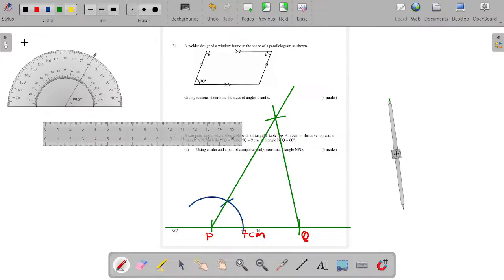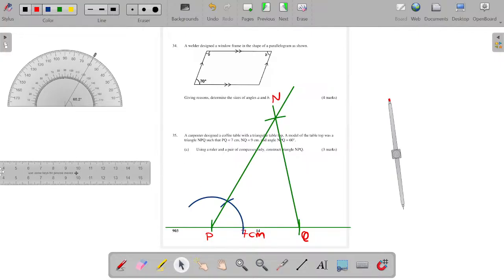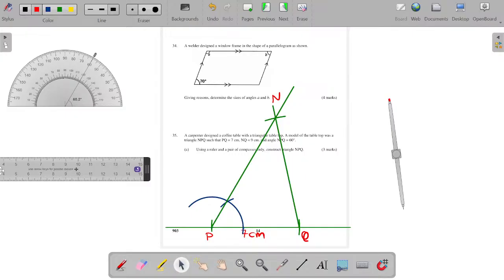This point here, P is not C but N. Let me use a red ink. We call that point N. So by doing it like that, you have constructed and you have your math.